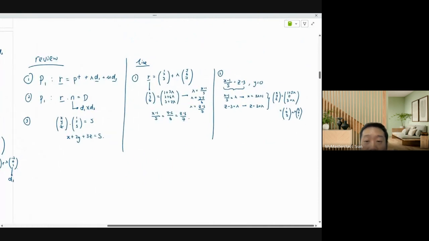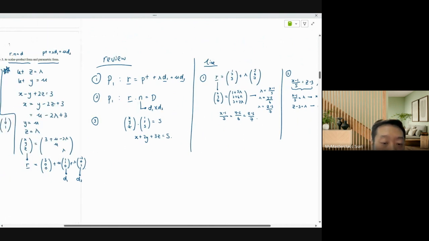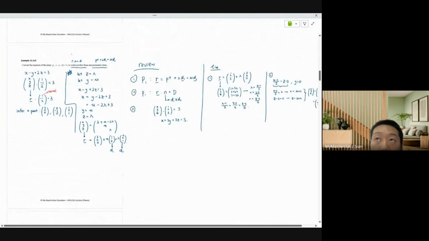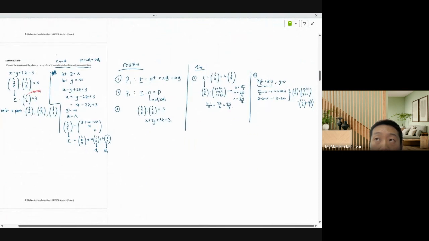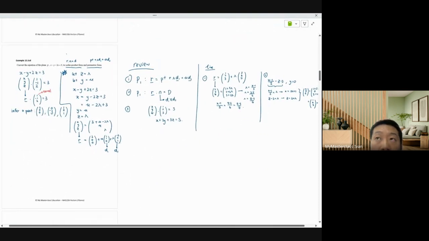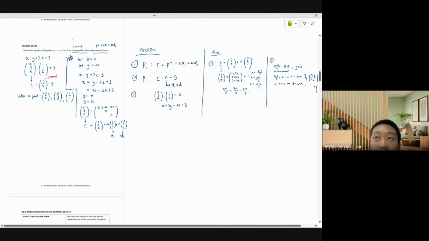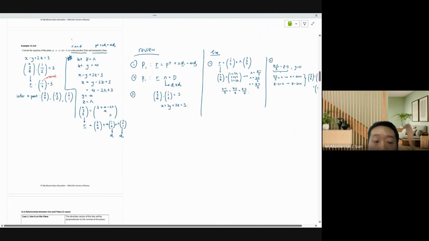Later I will snip and put in the group chat. Okay? Yes. When you equate two equations together, like r dot the normal and then a dot normal, you cannot just cancel away the normal. Cannot cancel. You must evaluate. Always evaluate. Okay.